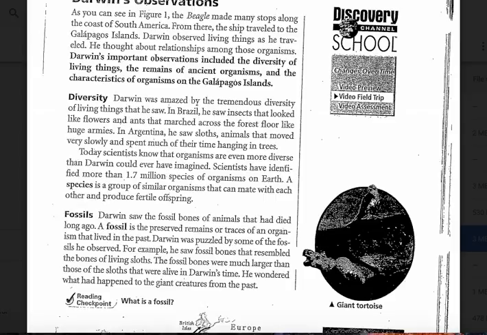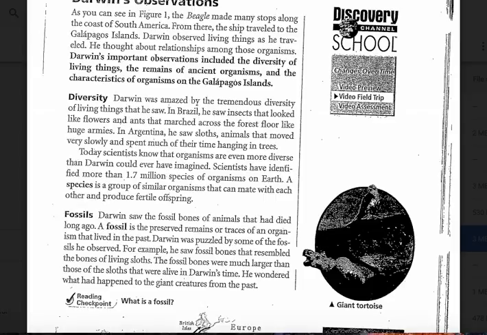Diversity. Darwin was amazed by the tremendous diversity of living things that he saw. In Brazil, he saw insects that looked like flowers and ants that marched across the forest floor like huge armies. In Argentina, he saw sloths, animals that moved very slowly and spent much of their time hanging in the trees. Today, scientists know that organisms are even more diverse than Darwin could have ever imagined.